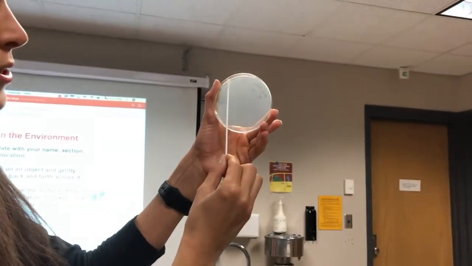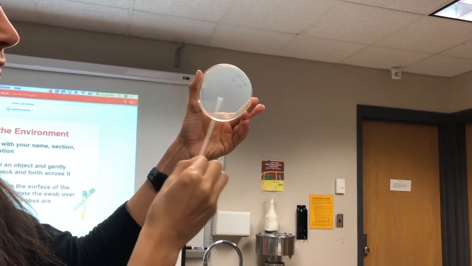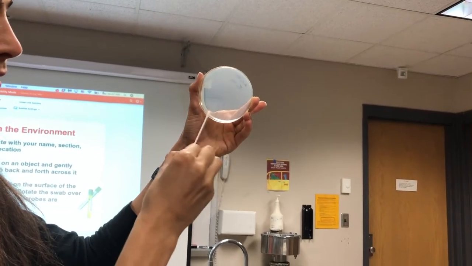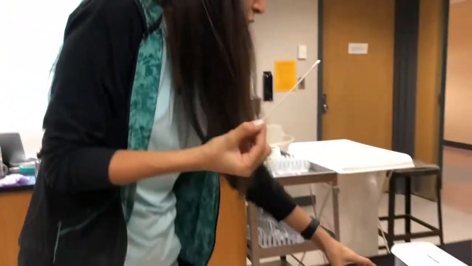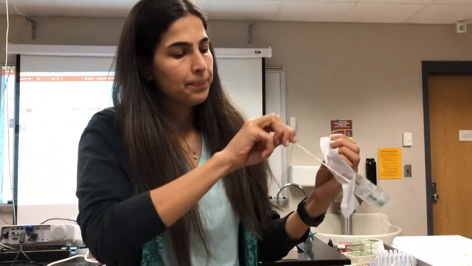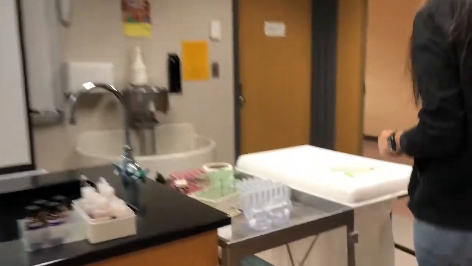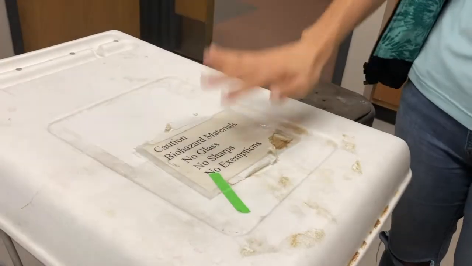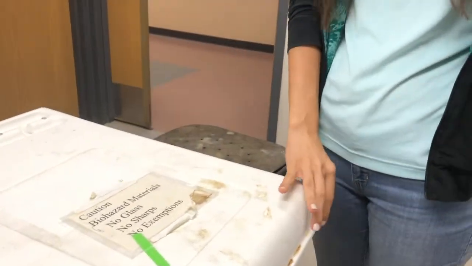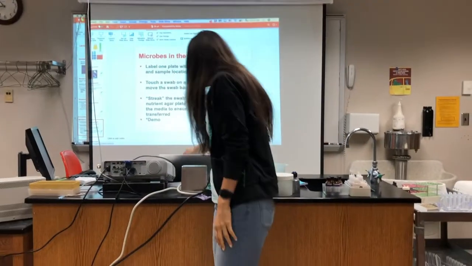Then you need to streak out on a plate, back and forth gently, all over the plate, like this. After you are done, you should close the lid right away, and then put the swab back. Okay? And here is the biohazard materials bin. No glass, no sharps, just biohazard materials. You need to throw it away here, and then move to the next sample.